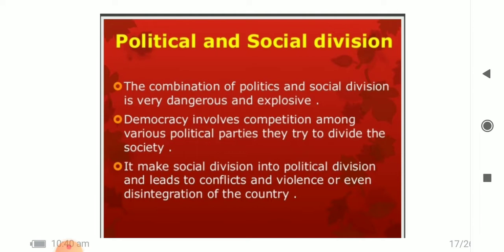Before we come to the politics of social divisions, there are fundamental questions which we need to put to ourselves and to others. How do social divisions affect politics? What does politics do to social divisions? At first sight, it would appear that the combination of politics and social division is very dangerous and explosive. Democracy involves competition among various political parties. Their competition tends to divide any society. If they start competing in terms of some existing social division, it can turn social divisions into political divisions and lead to conflict, or violence, or even disintegration of the country. This has happened in many countries.